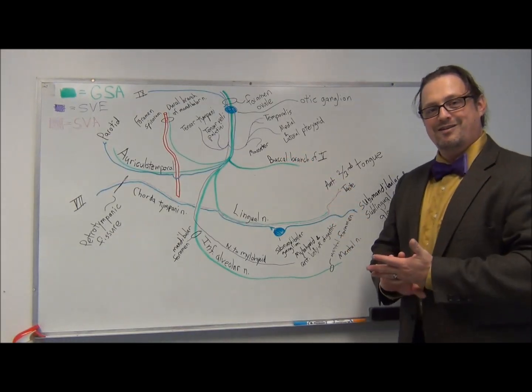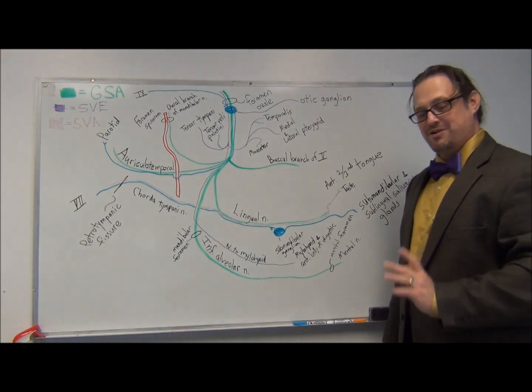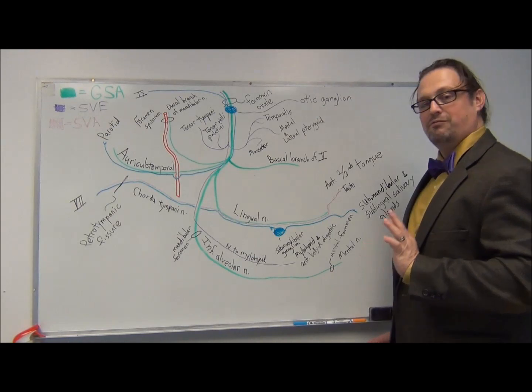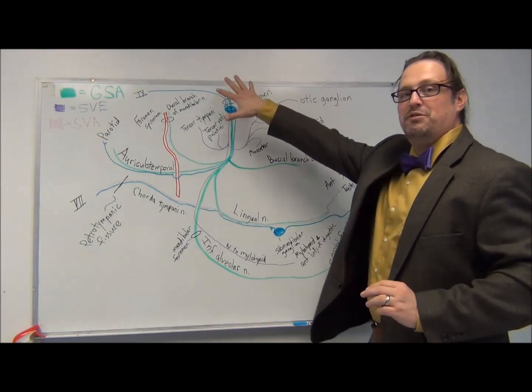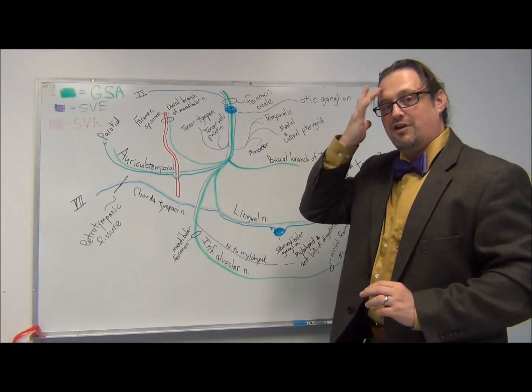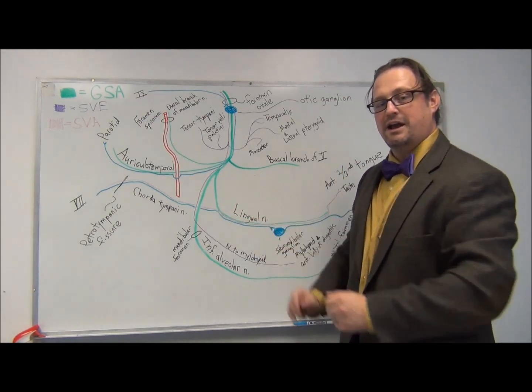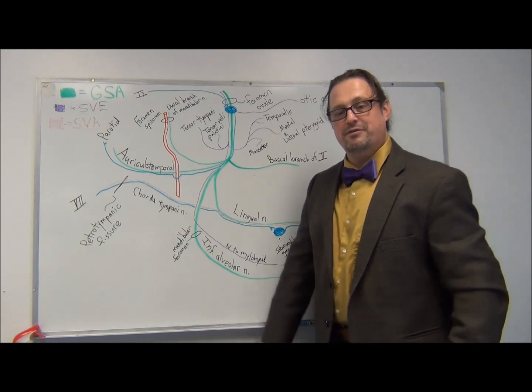All right, now I'm finally done talking about V3. I've got nothing more to add to this. The last part of this we'll be looking into what happens from all the impulses from the ophthalmic, the maxillary, and the mandibular, and how they make it back into the brainstem and what happens there.